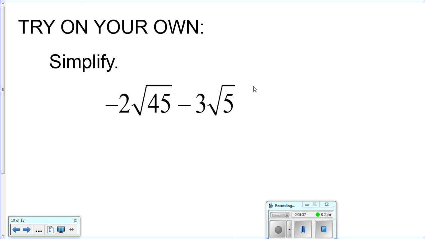Now, this one you're going to go ahead and try on your own. Simplify both radicals, and then go ahead and do the subtraction on the outside, if you have the same. Take a minute. When you come back, I'll have the answer.